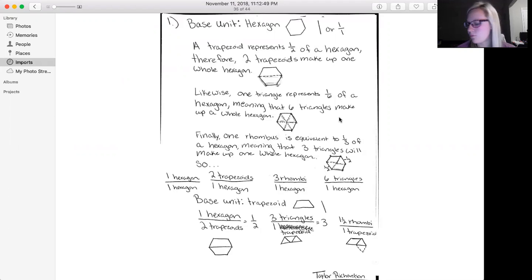And so in the same way, triangles also fit into hexagons. And so a triangle can fit into a hexagon 6 times. And so that means that one triangle represents 1/6 of a hexagon, meaning that all 6 triangles can fit into a whole hexagon. And then finally, the rhombus that's shown. One rhombus is equivalent to 1/3 of a hexagon.